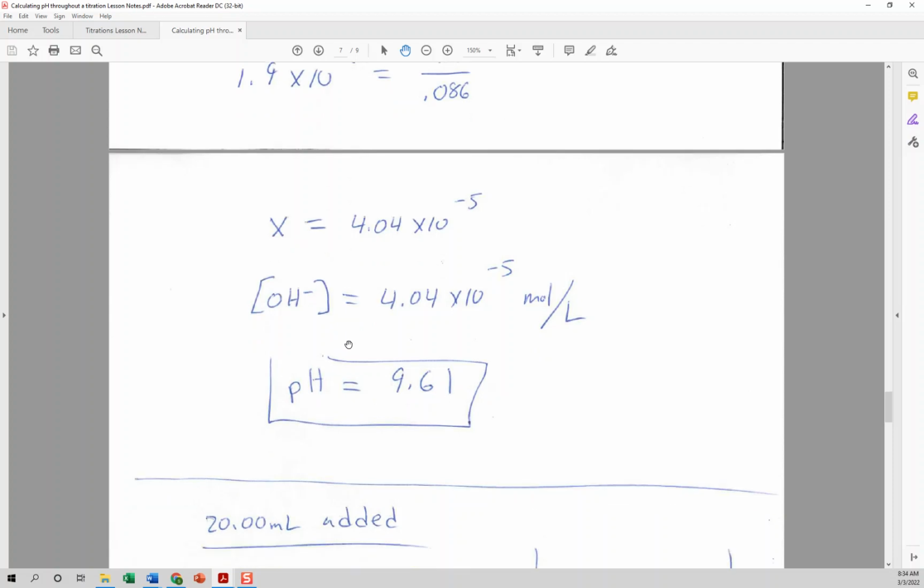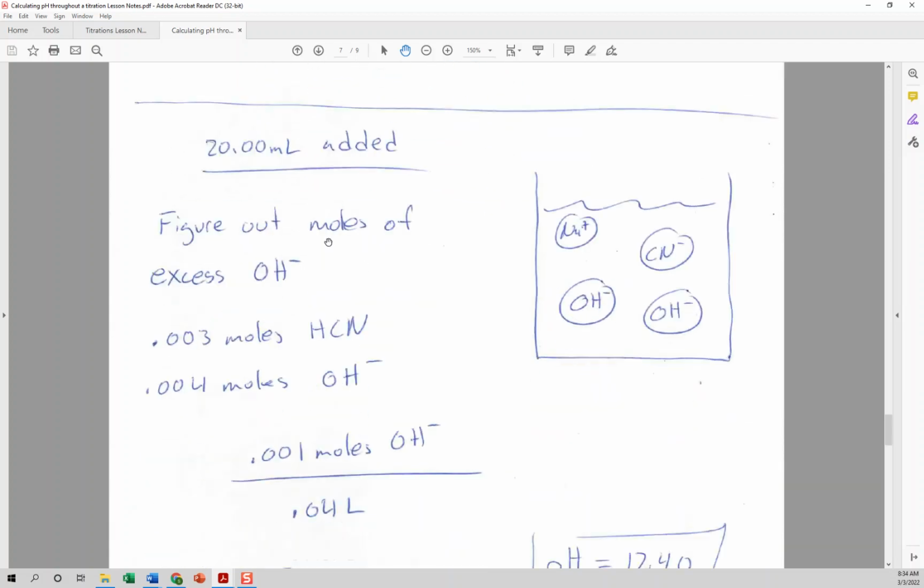So now we'll go 20 milliliters added. Okay, so now we're beyond the equivalence point. So anytime you're beyond the equivalence point, all you have to do is figure out how many moles of hydroxide you have in the flask, divide it by the volume. That'll be the molarity of hydroxide, negative log, pOH, subtract from 14, pH.